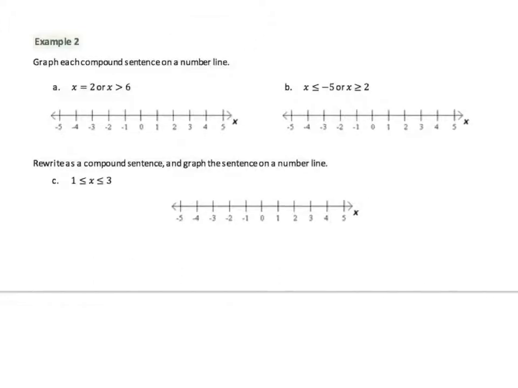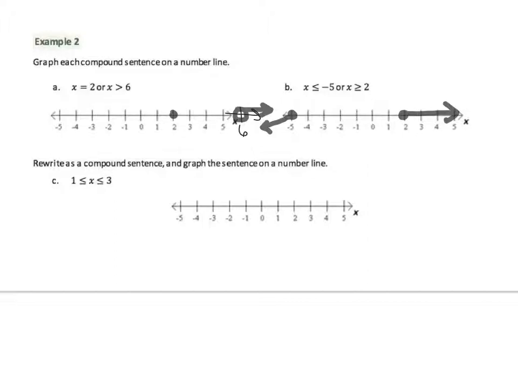All right, into example 2, graph each compound sentence on a number line. So x is equal to 2, or x is greater than 6. There's no 6 on this number line. Huh. Okay, mistake, not mine. I need a 6. So I've got that, open dot, shaded this way. B, x is less than or equal to -5, sorry. Less than or equal to -5, I'm out of space, or x is greater than or equal to 2.